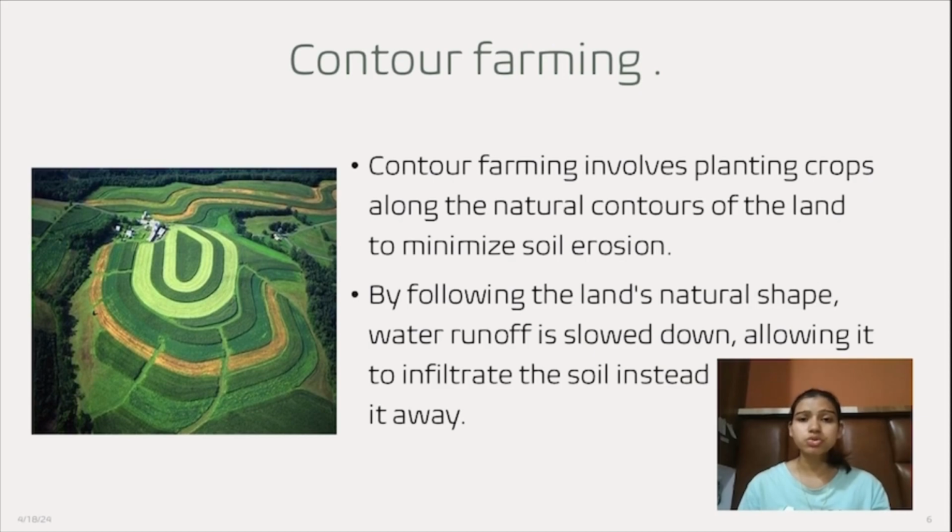The next one is contour farming. Contour farming involves planting crops along the natural contours of the land to minimize soil erosion. By following the land's natural shape, water runoff is slowed down, allowing it to infiltrate the soil instead of washing it away. It is a beneficial process to conserve soil and water.